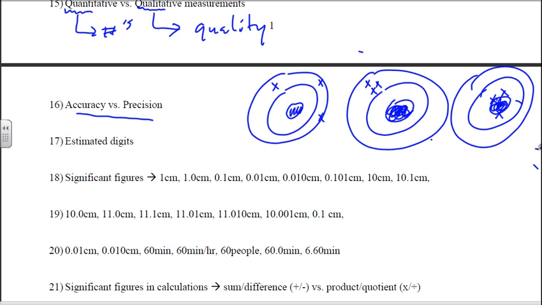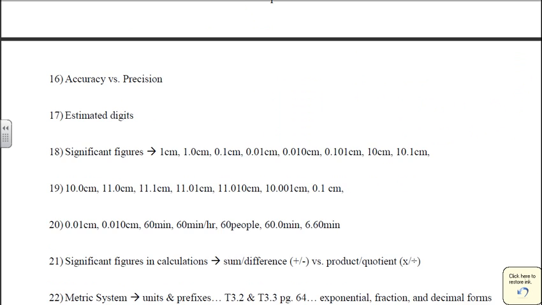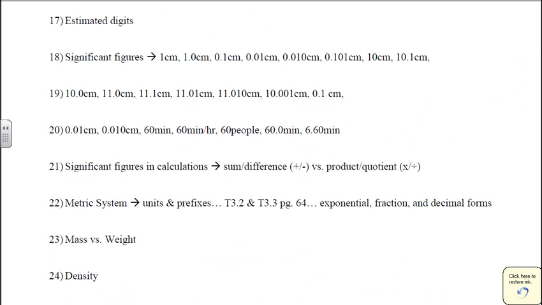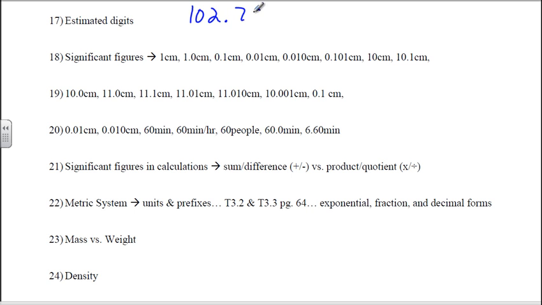So now we're getting into significant figures here. When I say estimated digits, we'll try to keep this as simple as possible for the exam. Let's say you have a measurement that is 102.78 centimeters, inches, whatever it might be. I'm going to talk about significant figures along with this estimated digit here.